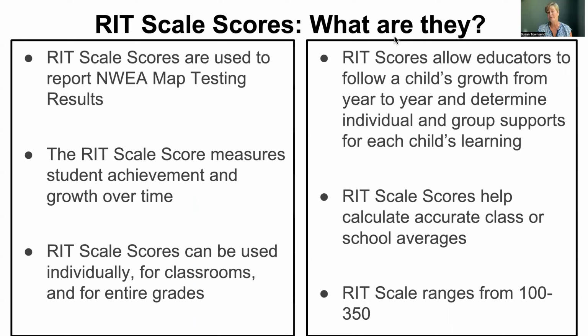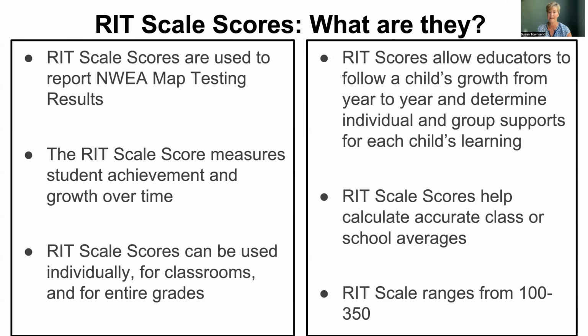They're used in the NWEA MAP testing results. The RIT scale score measures student achievement and growth over time. RIT scale scores can be used individually, for classrooms, and for entire grades to make comparisons and show growth over time, not only individually, but as a group. The RIT score allows educators to follow a child's growth from year to year and determine individual and group supports for each child's learning. The RIT score, again, helps calculate accurate class or school averages.